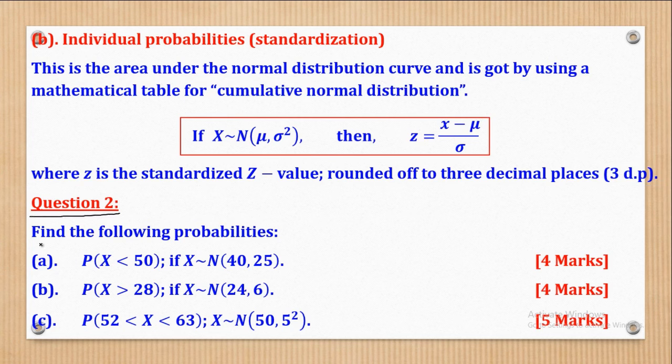Question 2 says, find the following probabilities. Part A, the probability of x less than 50 if x follows a normal distribution with mean 40 and variance 25. Part B, probability of x greater than 28 if x follows a normal distribution of mean 24 and variance 6. And lastly, probability of x greater than 52 but less than 63 if x follows a normal distribution with mean 50 and variance 5 squared.